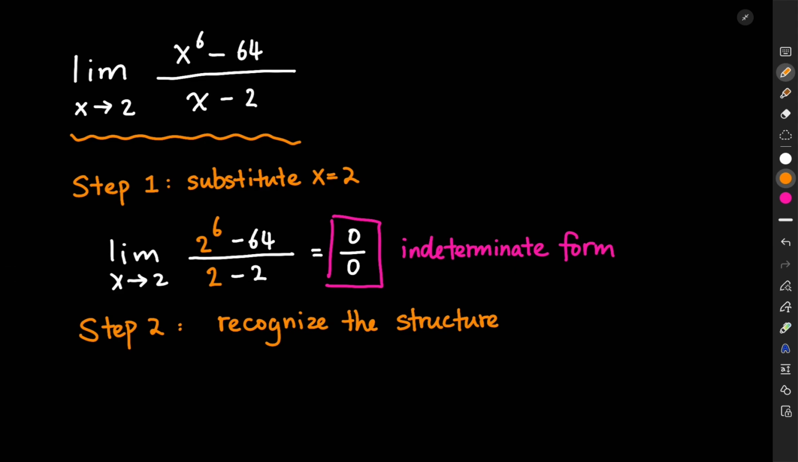So the second step is recognizing the structure. When you have a fraction that you want to calculate the limit of, and your numerator has a higher power than the denominator, what you always want to try first is factoring, so you can cancel out the common terms.